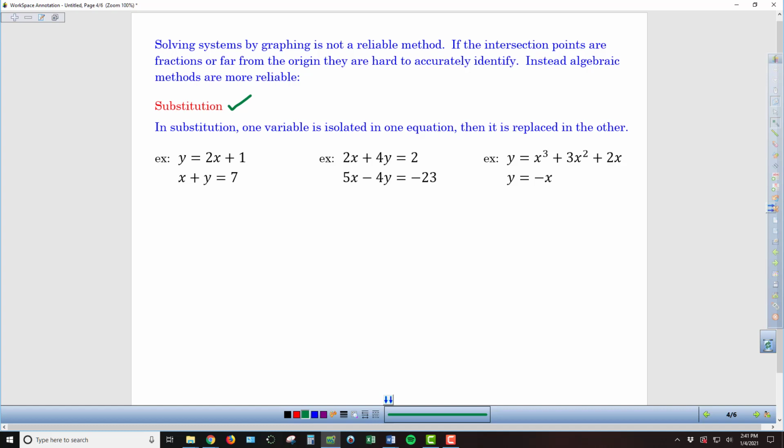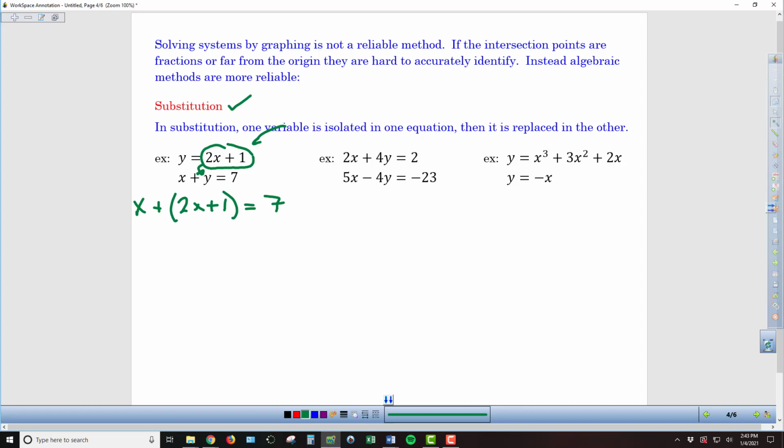So if we look at the first example, we've got y isolated in this first equation. We have y is equal to 2x plus 1. That means anywhere I see a y, I can replace it with that expression involving x. And that's exactly what I'm going to do. I'm going to substitute that into this second equation. So this bottom equation will now be x plus, and then in place of y, I'm going to put 2x plus 1, and then equals 7. The only thing that has changed is the y has been replaced with that expression 2x plus 1 from the first equation.